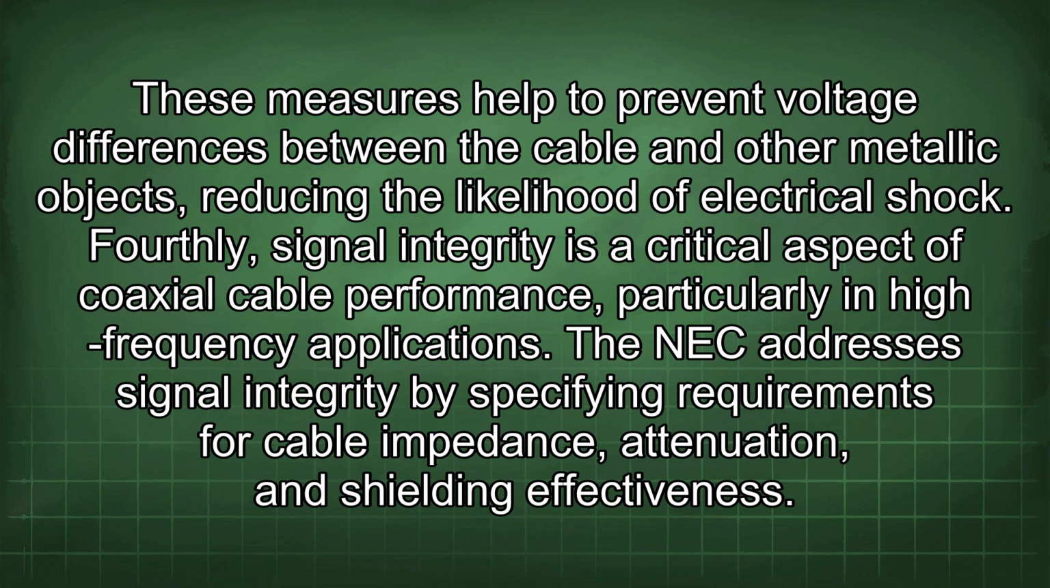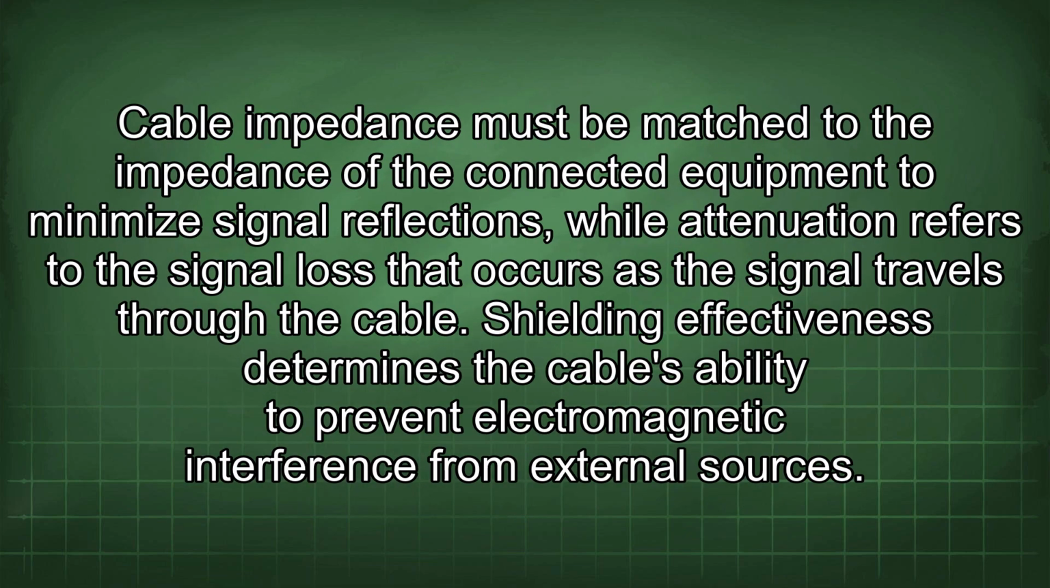Fourthly, signal integrity is a critical aspect of coaxial cable performance, particularly in high-frequency applications. The NEC addresses signal integrity by specifying requirements for cable impedance, attenuation, and shielding effectiveness. Cable impedance must be matched to the impedance of the connected equipment to minimize signal reflections, while attenuation refers to the signal loss that occurs as the signal travels through the cable. Shielding effectiveness determines the cable's ability to prevent electromagnetic interference from external sources.